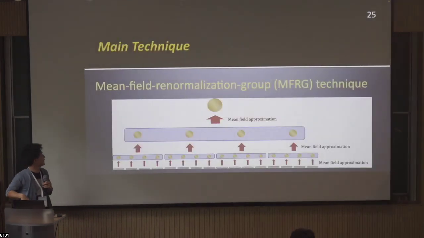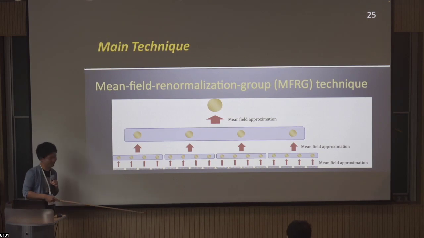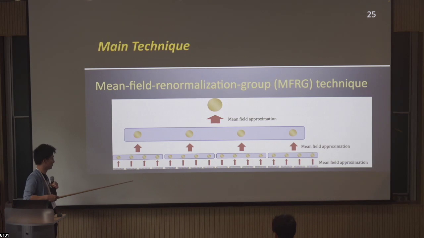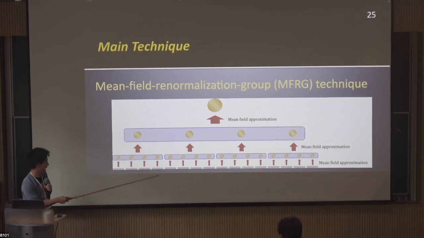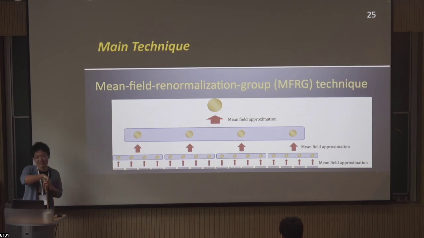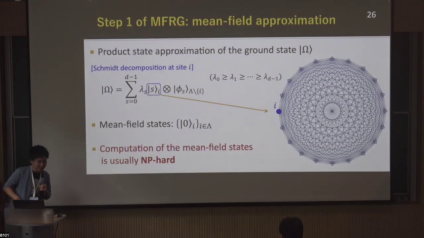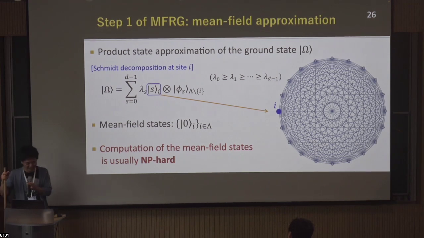So I will show the main technique. The main technique is the mean field renormalization group technique. Some of you may know the mean field approximation very well. The very important and very challenging point is that we require efficiency-guaranteed renormalization group techniques. First I show the outline of the MFRG technique without the efficiency guarantees; the efficiency guarantee will be discussed afterward.